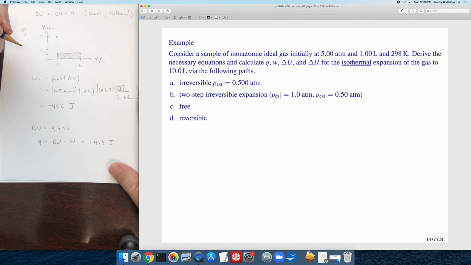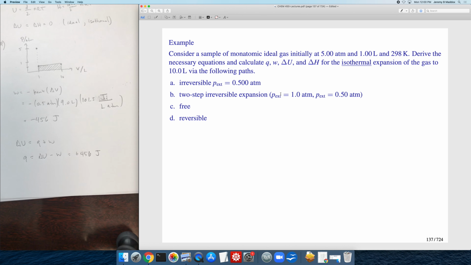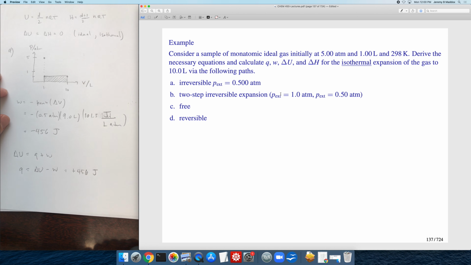What's happening in this problem? The gas is doing work on the surroundings. It's losing energy. Ordinarily, that would cause its temperature to drop. However, because it's in contact with the surroundings and the temperature is constant, heat will flow from the surroundings into the system. So the system loses energy via work, and then it gains that energy back as heat. And as a consequence of that, the temperature does not change. It's an isothermal process.